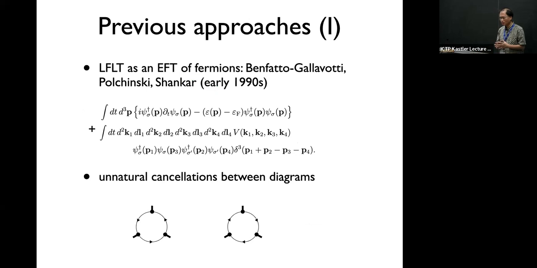There have been some previous approaches toward this goal. Earlier in the 1990s, there was work by Benfatto, Gallavotti, and then Polchinski and Shankar, trying to reinterpret Landau's theory as an effective theory of the fermionic quasi-particle. So one writes down some Lagrangian, some action that depends on the fields of the fermions, and tries to include Landau's interaction as a four-Fermi interaction between these quasi-particle fermions.